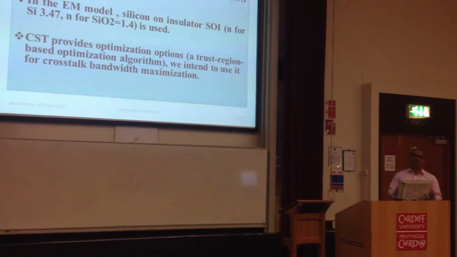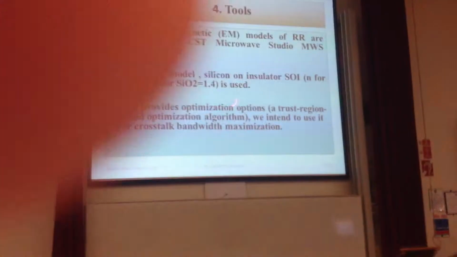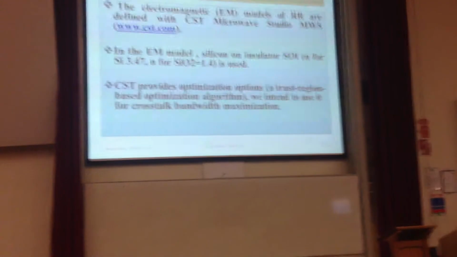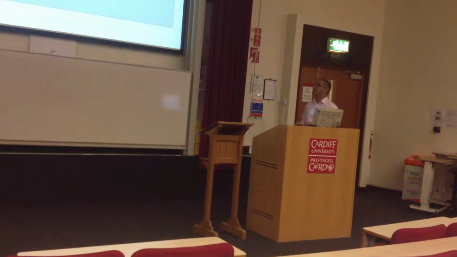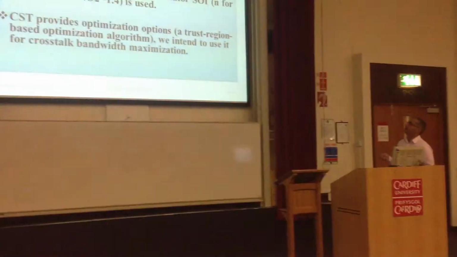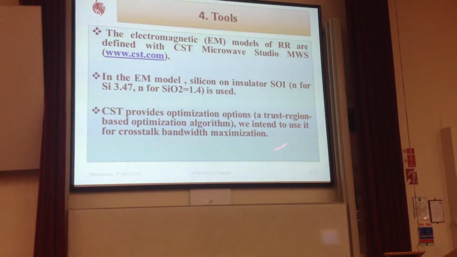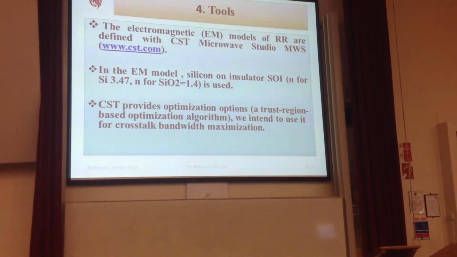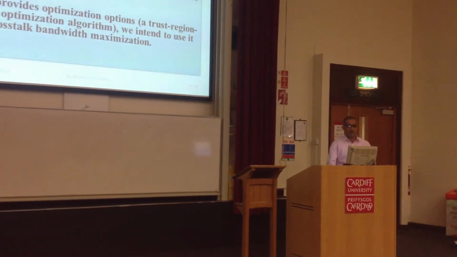Before talking on the result, I want to talk about the tools used in this work. We are using the simulation software CST Microwave Studio. CST is a 3D simulation engine that solves Maxwell's equations in the ring resonator based on the finite integration technique. It also provides an optimization option depending on the trust region optimization algorithm, and we tend to use it for crosstalk bandwidth maximization. We are looking at the next step, which is to increase the crosstalk bandwidth.